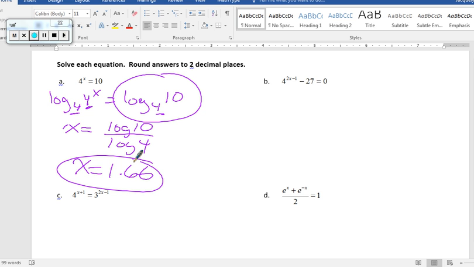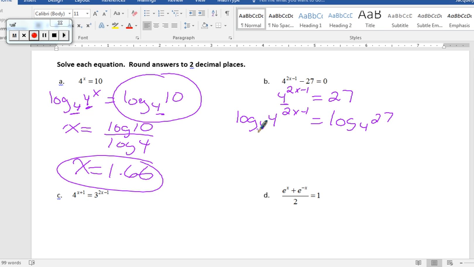Alright, so looking at b here, again I want to kind of isolate the x. I'm going to take that 27 over to the other side. Looking here again, I need to get up into this exponent here, so I'm going to take log, again using base 4 to match that base, equals log base 4 of 27.